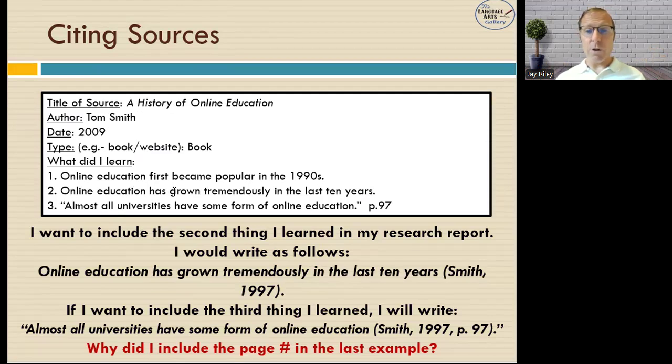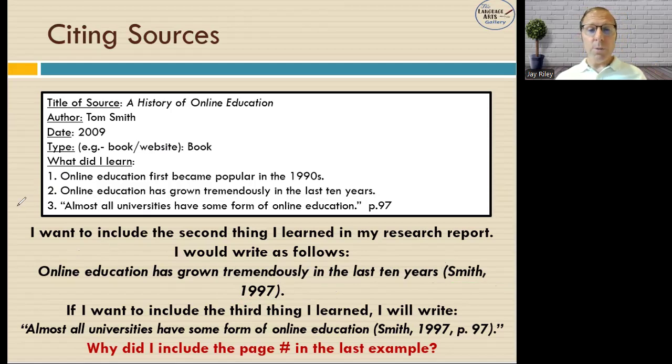online education has grown tremendously in the last 10 years. That's number 2, right there in that report. So I want to include that. So all I need to do is include that, and then I'm going to use parentheses and write the author's name, comma, and the year of publication, 1997. Now, I didn't quote anything. I just included an idea, but that idea came from Tom Smith's book. So I want to make sure I give Tom Smith credit for that idea.